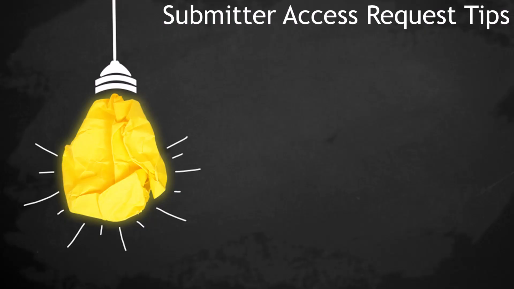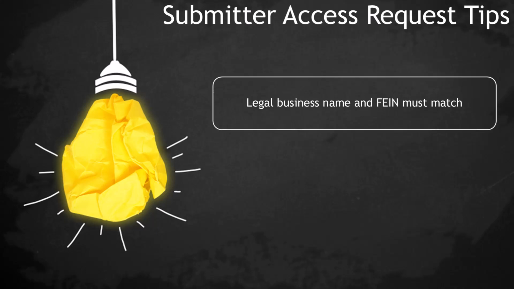Once the IRS processes your request and assigns an employer identification number, EIN, to your business, you will receive a notice from them. When requesting a withholding submitter access request with the department, the legal business name and FEIN must match the IRS notice exactly. If a doing business as (DBA) name or any other variation than what is listed on the letter is used, access will not be granted.